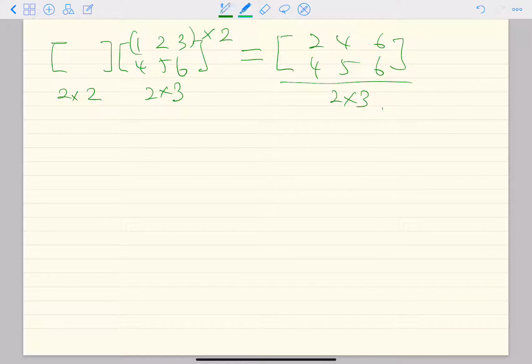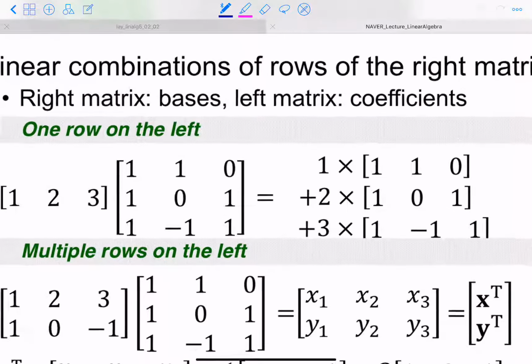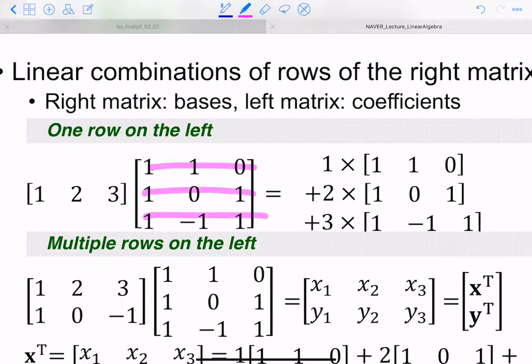Okay, so in this case, we studied that the right matrix provides the base row vectors, right? And now the first row of the left matrix is providing the linear combination coefficients to perform the linear combination of these two rows. So from here we have 3 rows on the right matrix, and we have one particular set of linear combination coefficients associated with each of our row vectors of the right matrix, right? And then we perform the linear combination, and that is our result.